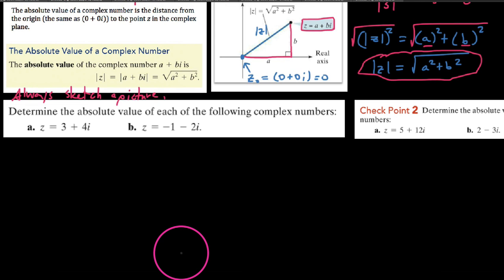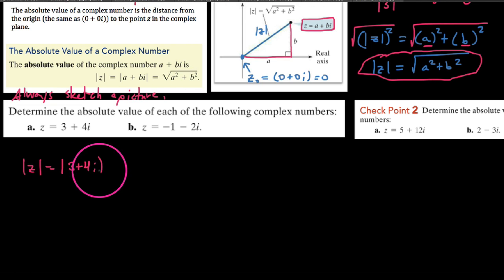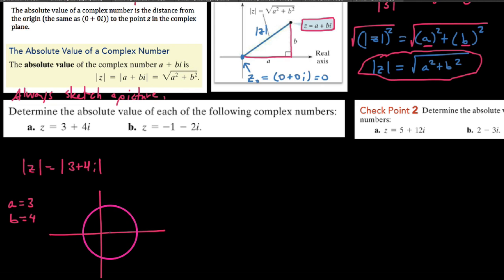And so let's start with looking at letter A here. We want to determine the absolute value of these complex numbers. So the absolute value of z, this would be the same thing as the absolute value of 3 plus 4i. The idea here is that we just want to know what the values of a and b are. And in this case, of course, we have 3 and 4 respectively. So when I say sketch a picture, what I mean is get an idea of what quadrant you're in. Also, not that it matters here, but also set up your right triangle here. And really that's what it is that we're setting up.